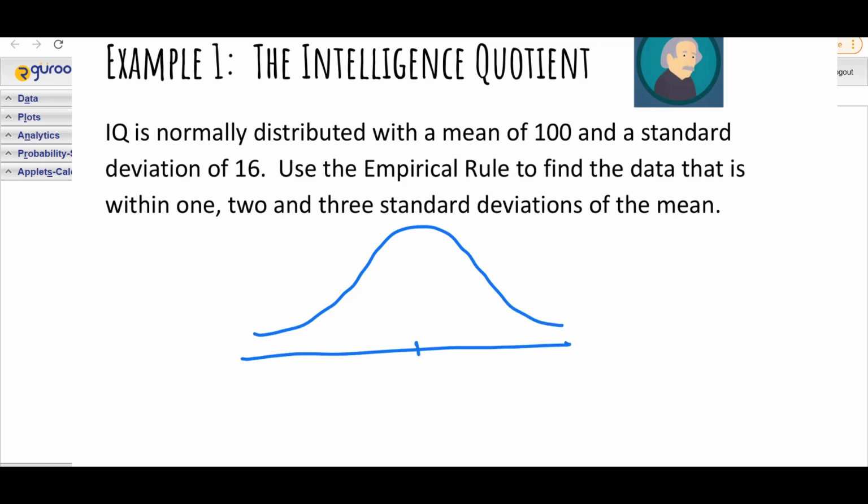And then we labeled the mean as 100. We can do this because they say it's normally distributed. So this is the shape. Then we would add the standard deviation, which is 16, three times. If you add it once, you get 116.